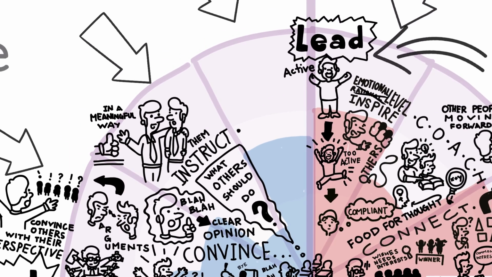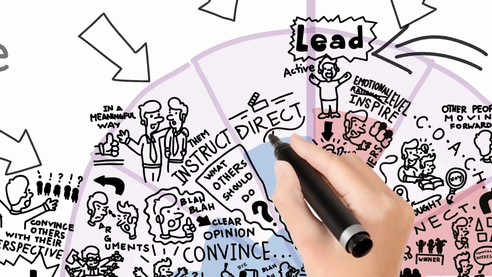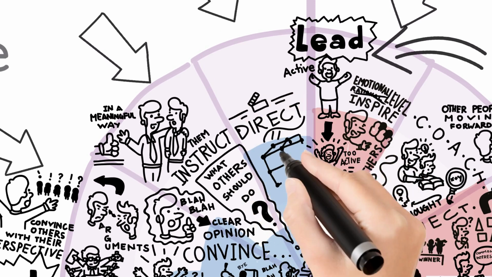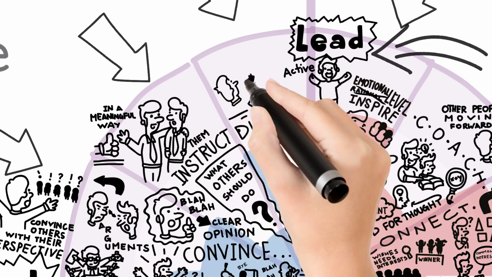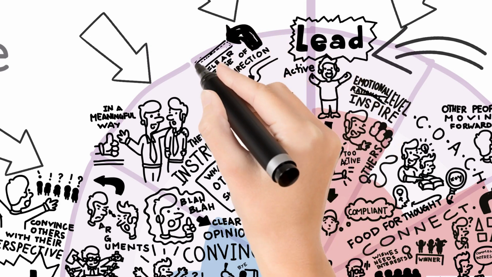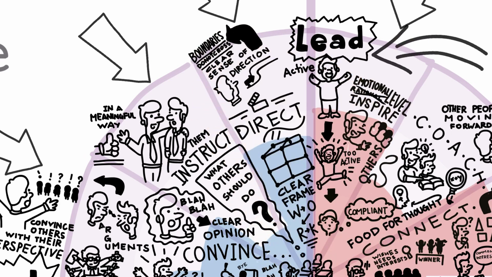The last style of the 6 leading styles is called Direct. Here, the emphasis is on discussing desired results and defining a clear framework. So you make sure that people have a clear sense of direction and that they are familiar with boundaries.